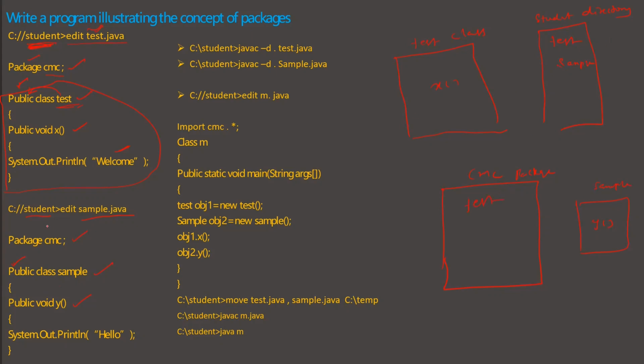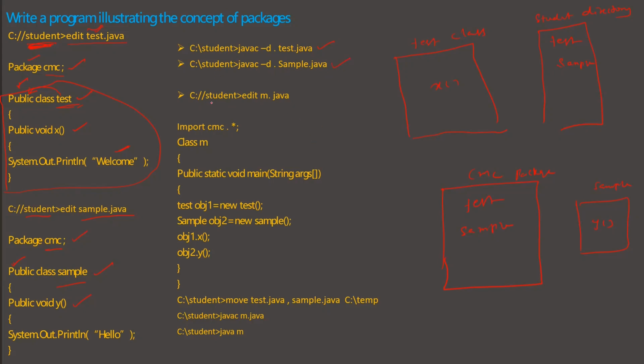In the same way, in this package CMC, there is one more class called Sample, so you write Sample. Now you're going to compile both Test and Sample programs, right? So javac Test.java will be compiled, and javac Sample.java will be compiled.